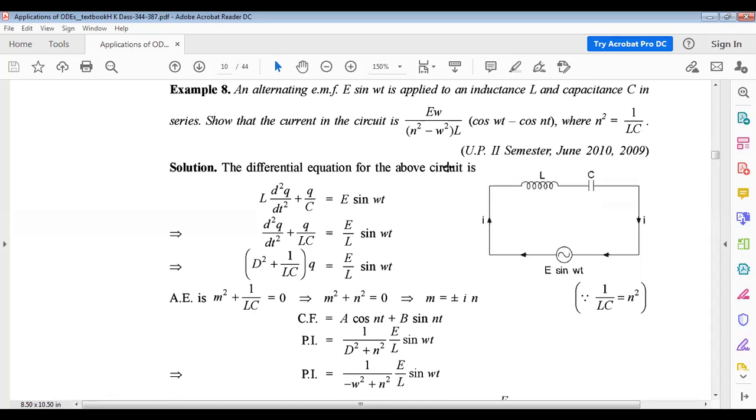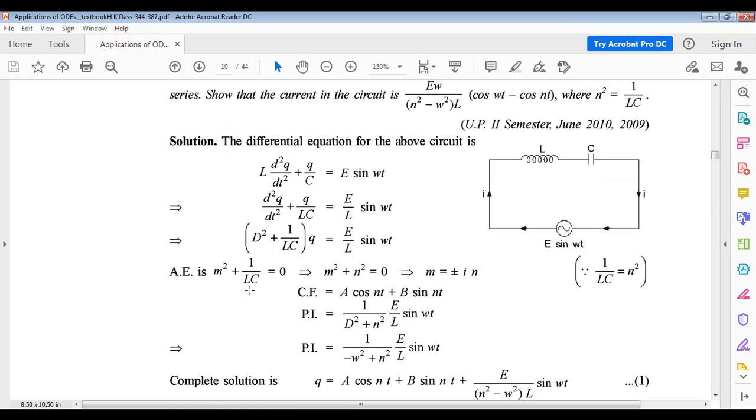Now the differential equation for the above circuit, we can write, this is the actual circuit. L d square q by dt square plus q by c equals to E. E means what? EMF. So dividing by L, we get this one. So this can be written by, what? Constant coefficients method. We can write dq dt equals to capital D, this one. So auxiliary equation will be left hand side equals to 0. So m square plus 1 by LC equals to 0.